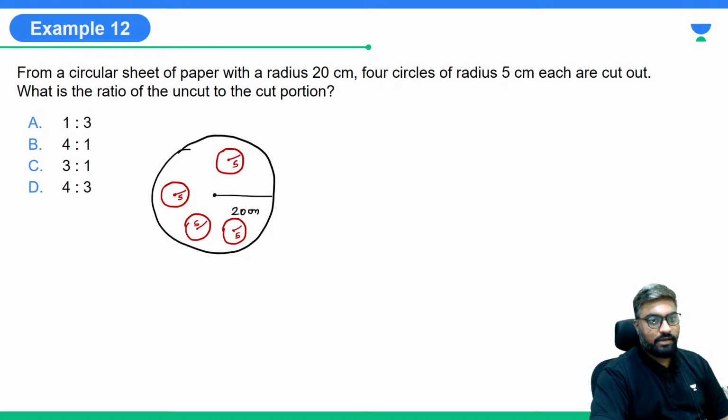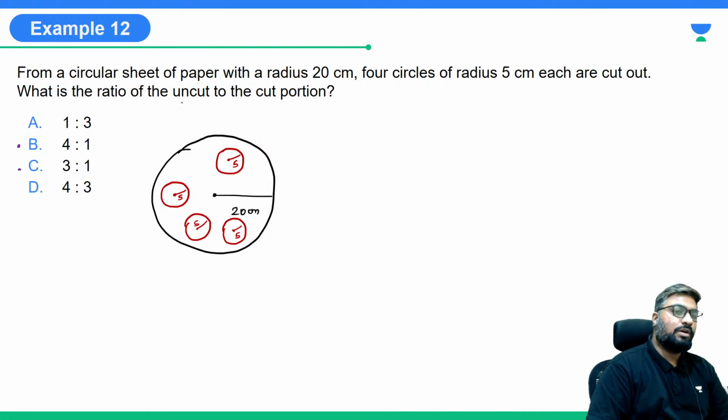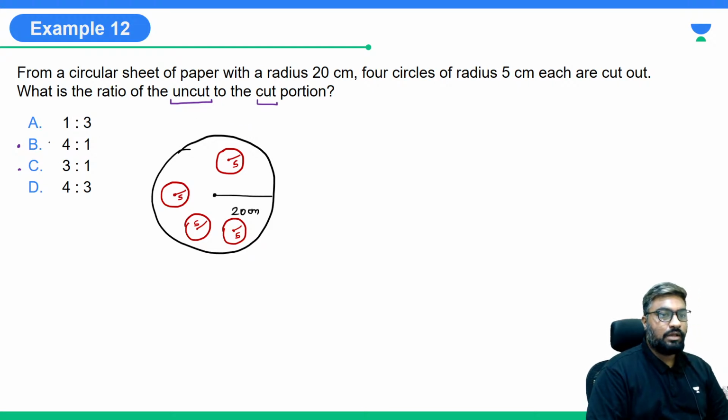Suraj says B 4:1, Anudeep says 3:1. Okay, others? Anyone else? सूरज थोड़ा सा ध्यान से क्वेश्चन को पढ़ो. अनकट टू कट, 3:1 is the right answer.